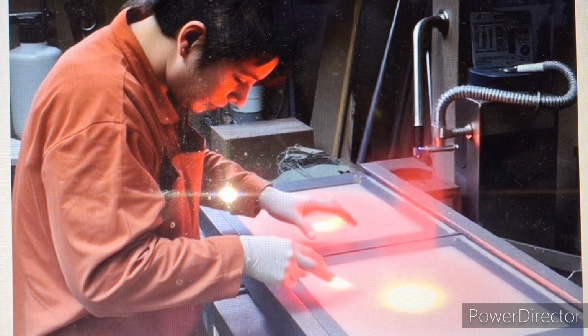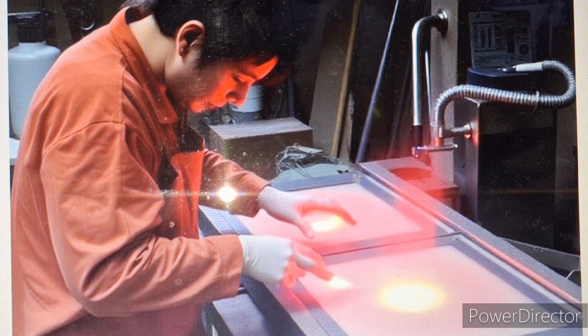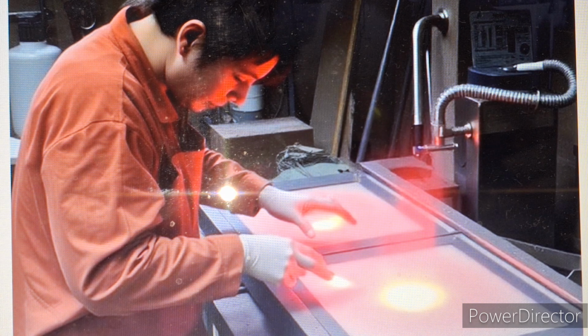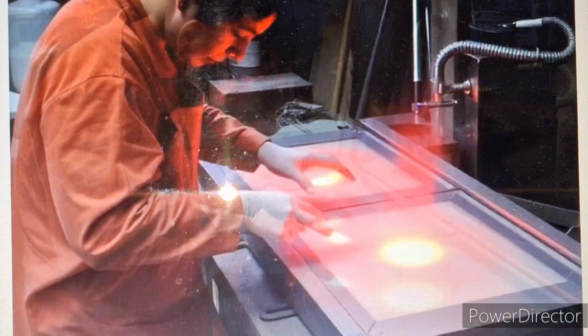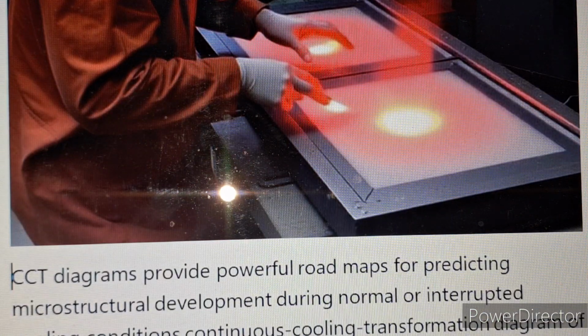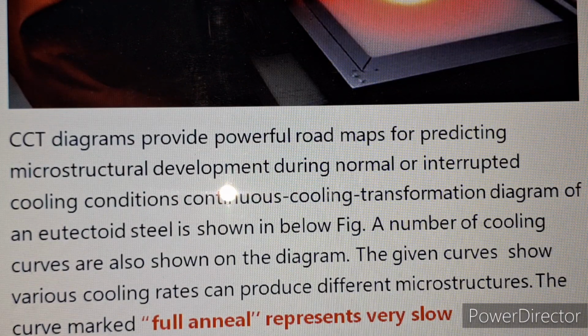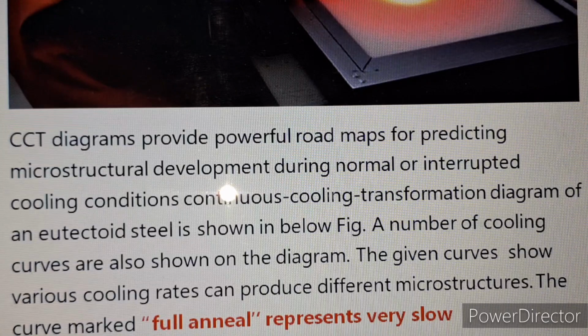Welcome to the lecture on microstructure formation at different cooling rates. Based on the CCT curve, we analyze how different cooling rates like slow, moderate, and rapid influence the microstructure and mechanical properties of the material. The CCT curve provides a powerful roadmap for predicting microstructural development during normal and interrupted cooling conditions.